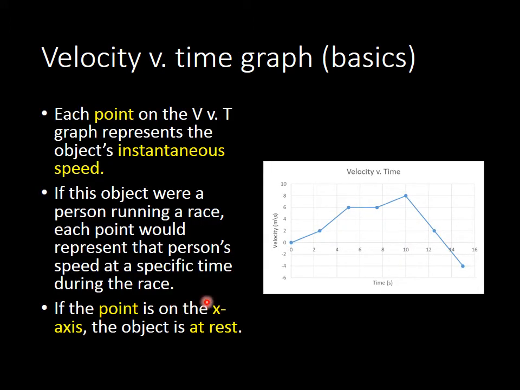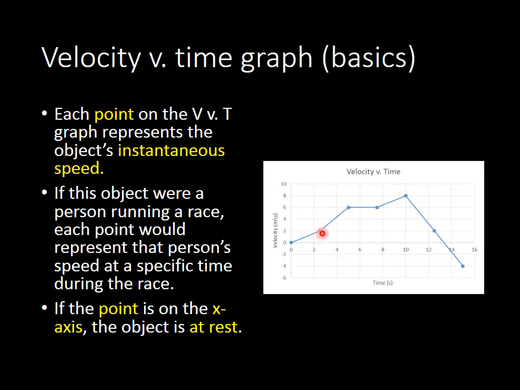Now, each point on our velocity versus time graph represents the instantaneous speed. So at this point, or at one of these points in between, maybe right here, that is how fast that object is going right at that instant. Okay, that's why it's the instantaneous speed. Now, if this object were a person that was running a race, each point would represent that person's speed at a specific time during the race. Now, as we move through the race, you'll notice that the person is actually moving at different speeds at different times.